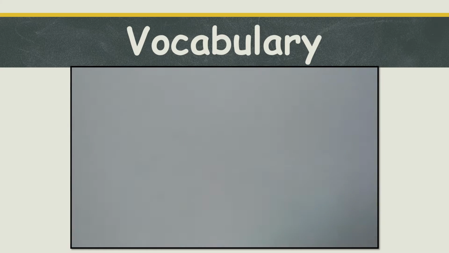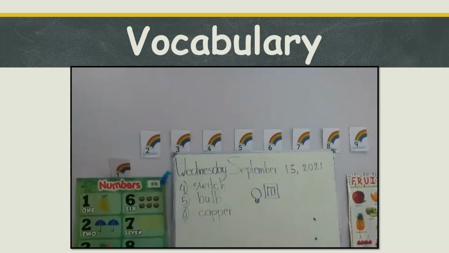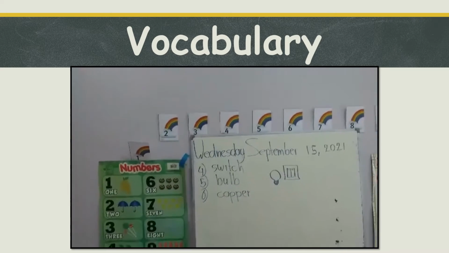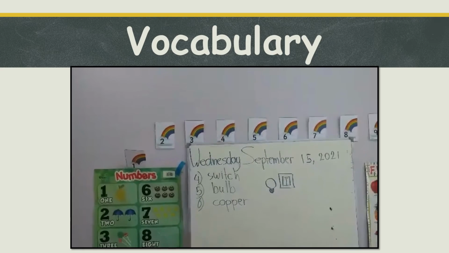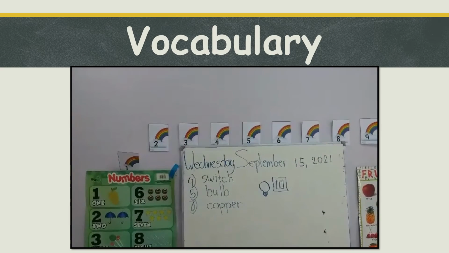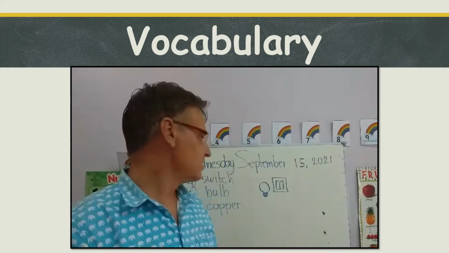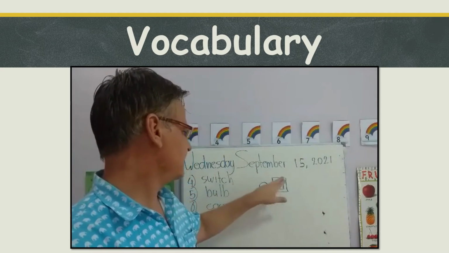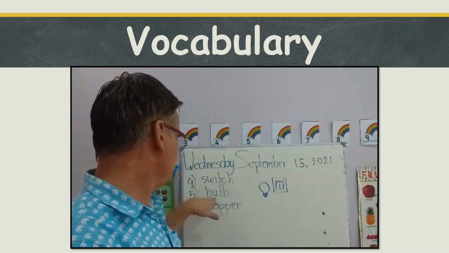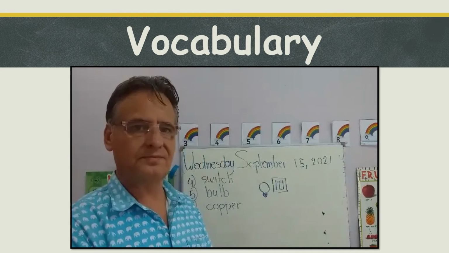There are different kinds of switches, but most switches, what they do, they turn something on or off. So we need a switch to turn an electrical appliance on or off. So that's a switch, click, click. Okay, next one, number 5, B-U-L-B, bulb.